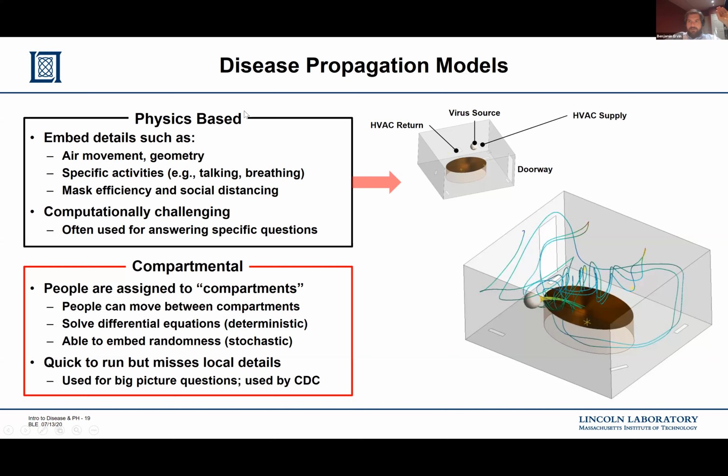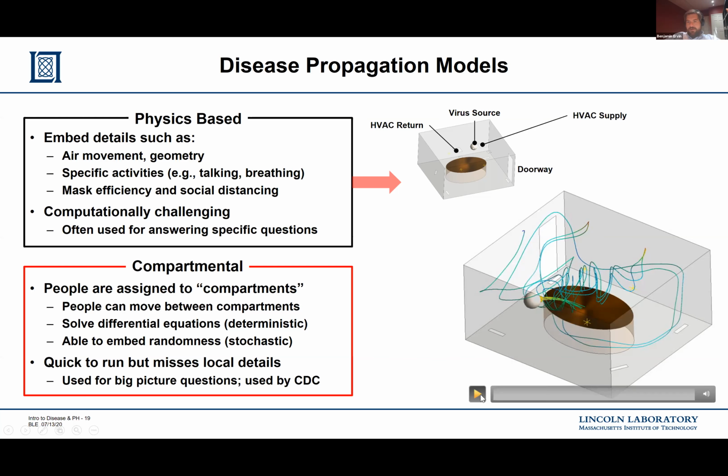And what I mean by that is you embed air movement, geometry, talking, breathing, the exact mask setup, the exact person setup in a room. So I've taken a generic conference room here. This is a table. This is an infected person at the table. You have an HVAC supply and an HVAC return. This is where your air comes in from your air conditioning, and then it's pulled out and reconditioned. You have a doorway to the room.